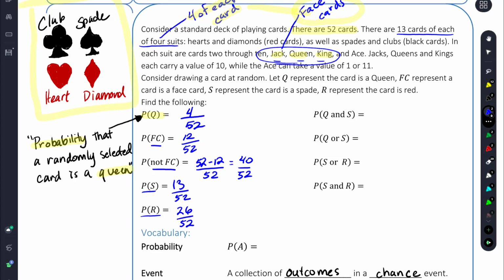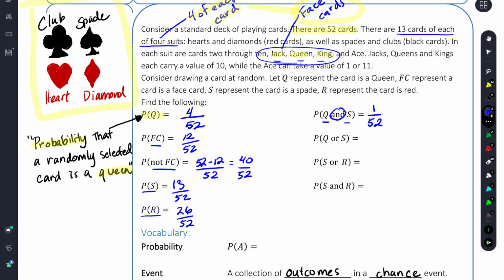Now, for the next set, P of Q and S, we're still only drawing 1 card, but we want to know what's the probability that card is both a queen and a spade. And we think, okay, well, there are 4 queens, but how many of those queens are spades? And there's only 1 of them. So it's just 1 out of 52. When we see this phrase "and," it has to meet both of those conditions, being a queen and being a spade, and there's only one of those in the deck.